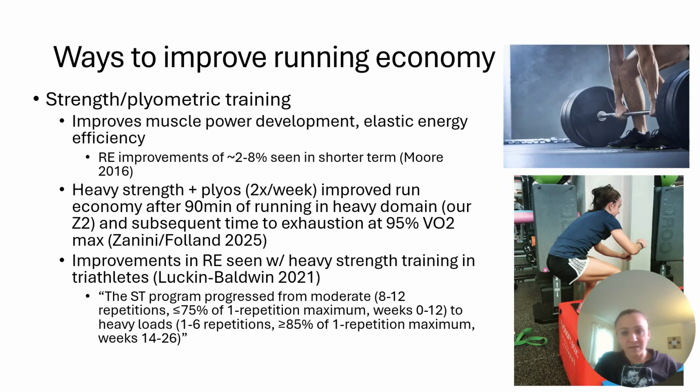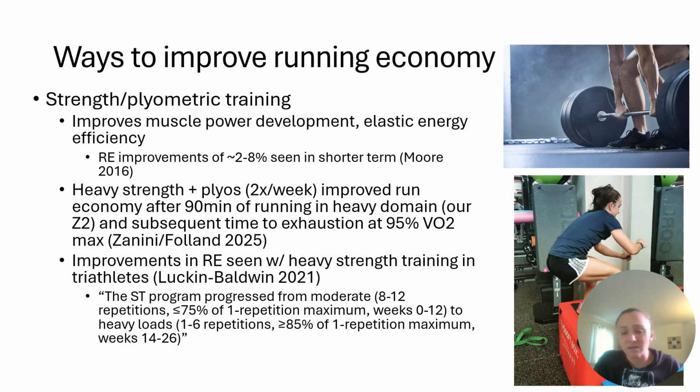Another way to improve run economy that we can work at is through strength and plyometric training. This will improve our muscle power development and our elastic energy efficiency. Basically, when we have these stronger muscle fibers, we don't need to recruit as many of them to produce the same amount of force, which makes us use less oxygen and makes us more economical. Heavy strength training and plyometrics will also improve tendon stiffness, which will give us more elastic energy. So that's more of that kind of free speed.